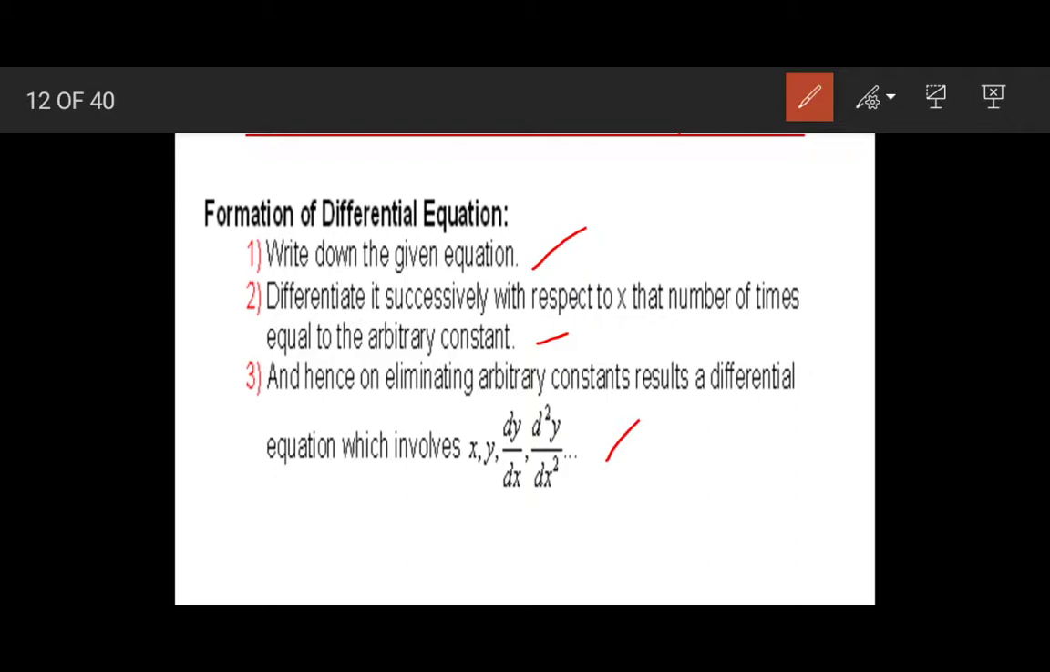Then the third step is differentiate as many times as the number of arbitrary constants, and if in the final differential equation an arbitrary constant is there, then just eliminate that arbitrary constant, then you will get a proper differential equation. So let's start.